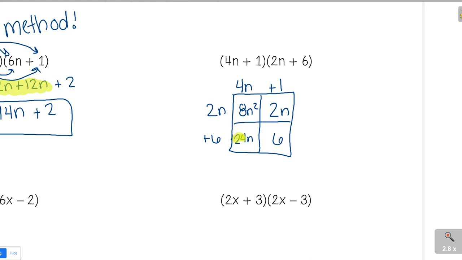So combine our like terms. So 24n plus 2n gives us 26n plus 6. And then bring over 8n squared.